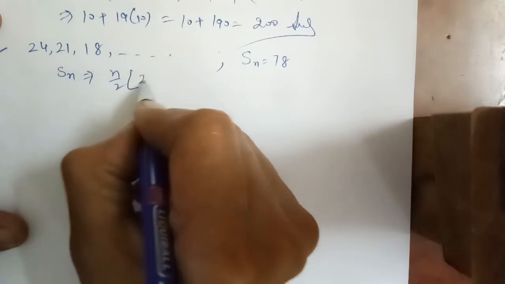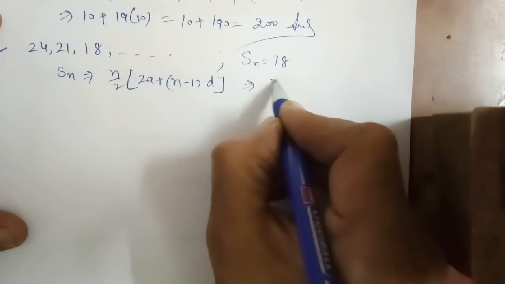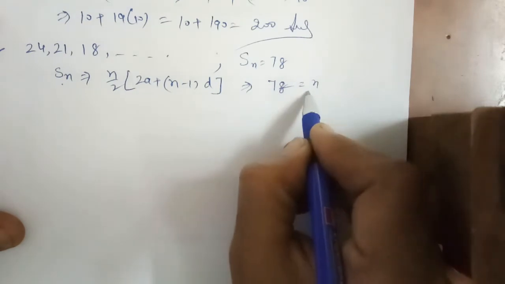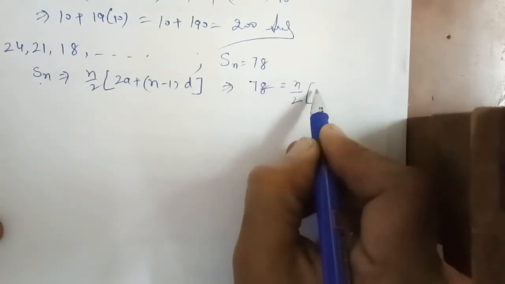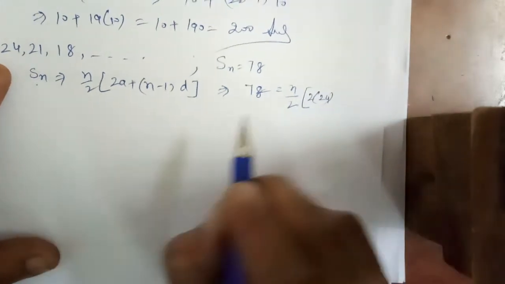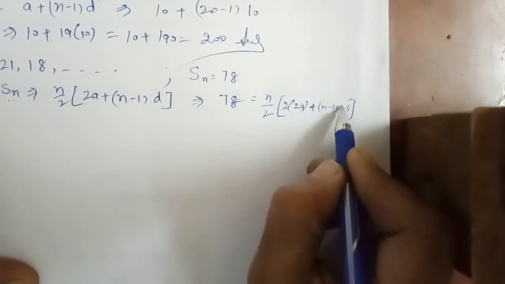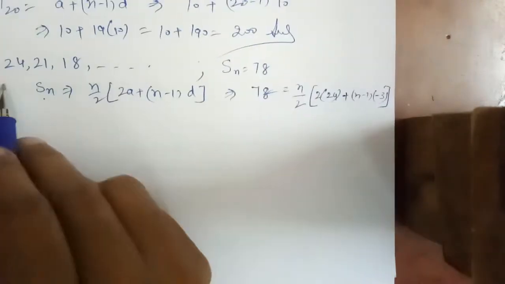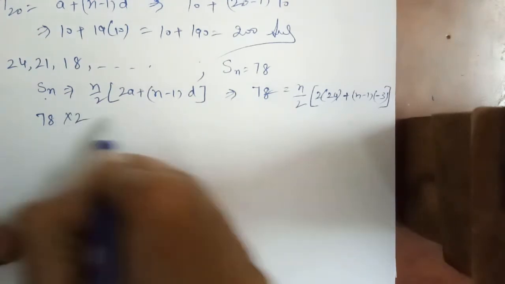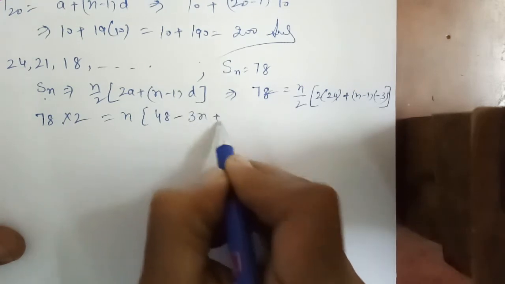Sn is n by 2 into 2a plus n minus 1 into d. Sn is 78, and n we have to find. So 2a stays as it is. The value of a here is 24, so 2 into 24 plus n minus 1 into d, where d is minus 3. Clear? 21 minus 24. I have put the values of a and d directly. This is 78 into 2. This 2 on the left will be multiplied: n into 48 minus 3n plus 3.